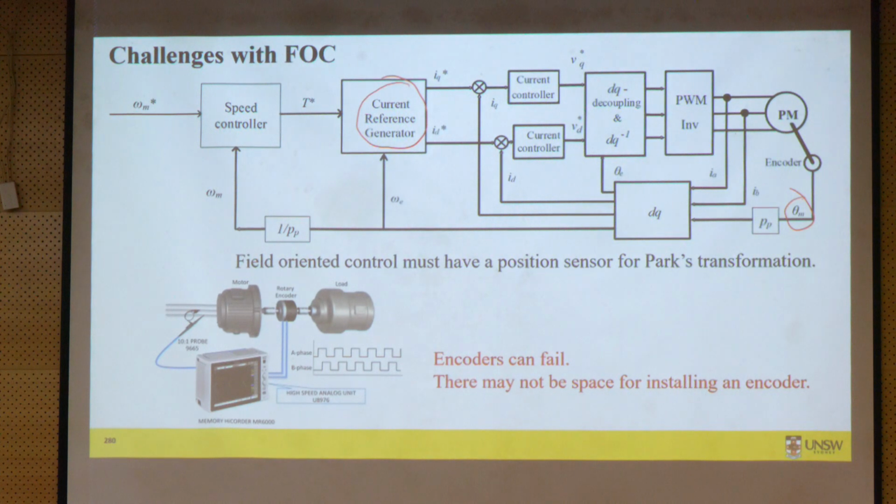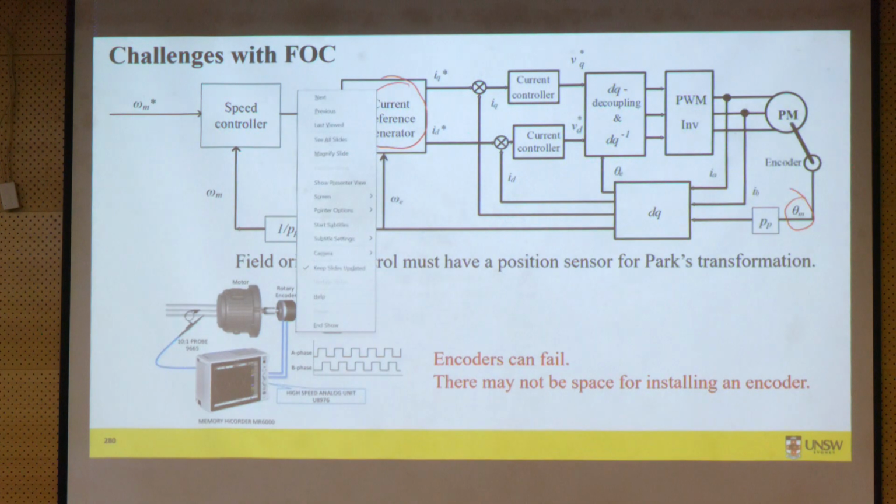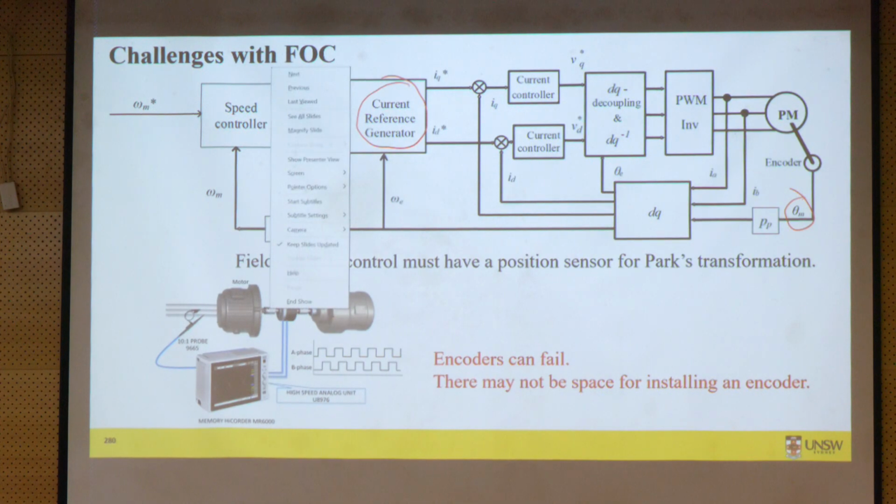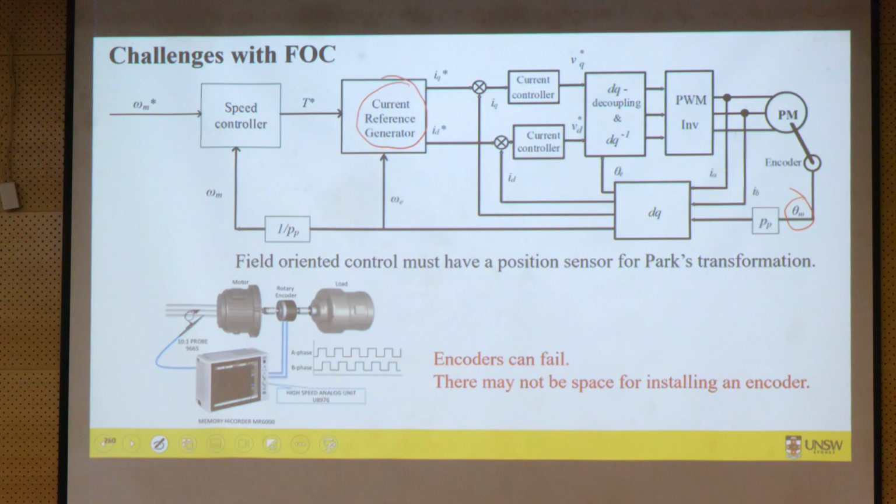And there are some applications where you may not even have a space to install the encoder. So here you are seeing where the encoder is. Okay. So if your load is very close to your motor, you may not even have space to install the encoder. Okay. So there are situations where there is no encoder or there is possibility of encoder failure, especially in safety critical applications. If encoder fails, your controller fails, and it could be very, very risky.